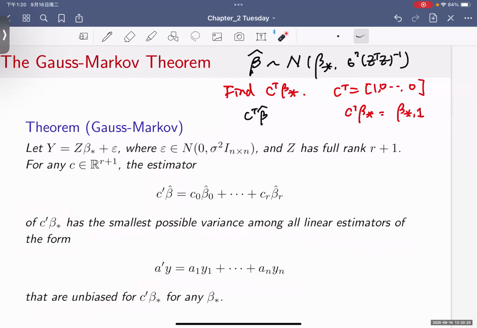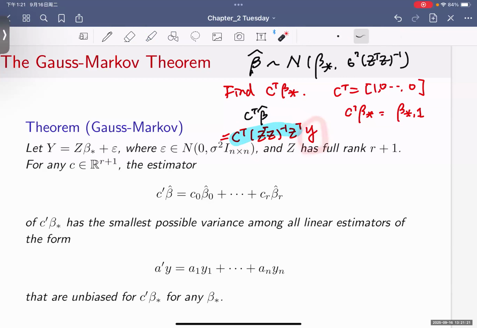First of all, let's understand this sentence by sentence. Of course, C transpose beta hat is the estimator for C transpose beta star. And now we can further write C transpose beta hat as C transpose times Z transpose Z inverse times Z transpose Y. So this type of estimator is a linear combination of our Y. This part is a vector times the Y. Therefore, our C transpose beta hat can be regarded as a linear combination of our observation Y.